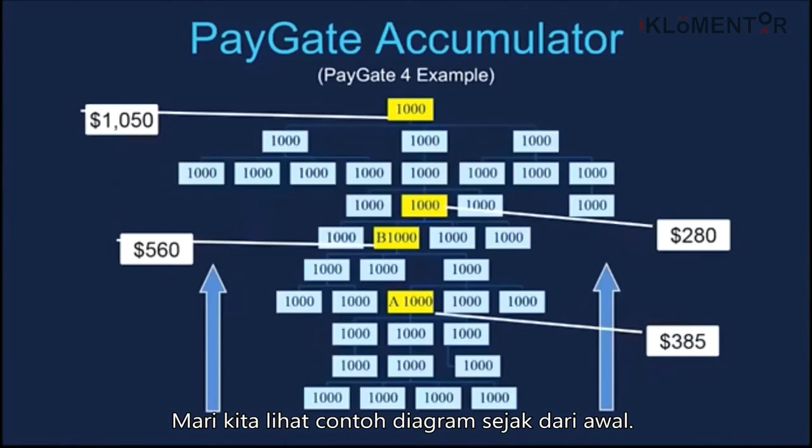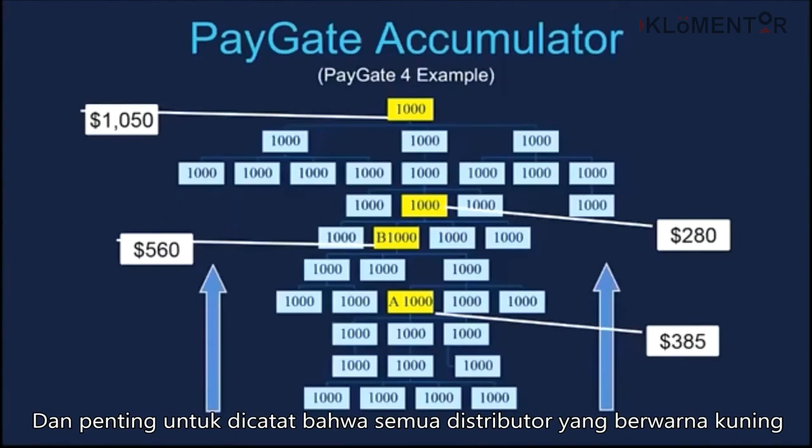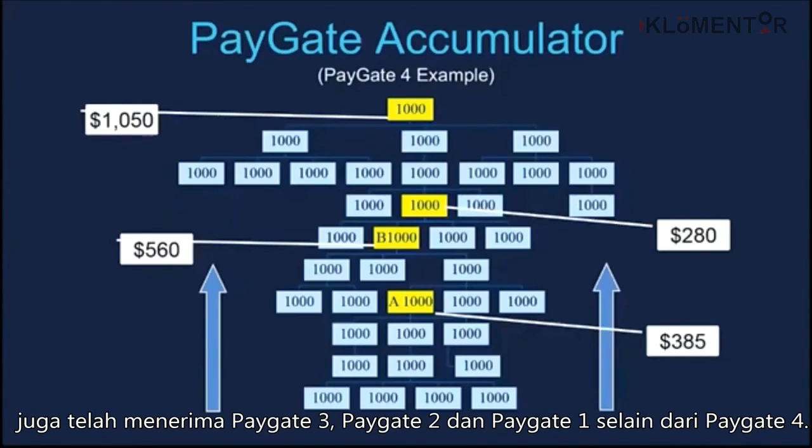So let's look at the example from the beginning. As you can see, distributor A is paid out $385. Distributor B is paid out $560. And it's important to note that on this example, for these 4 distributors highlighted in yellow, they would have already received Paygate 3, Paygate 2, and Paygate 1. So now they're on Paygate 4.